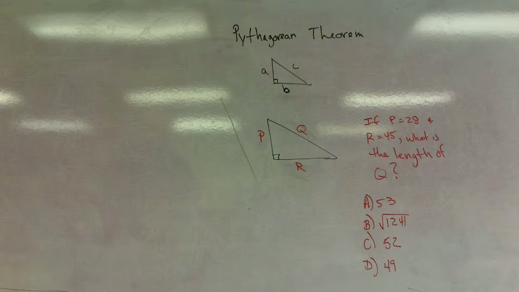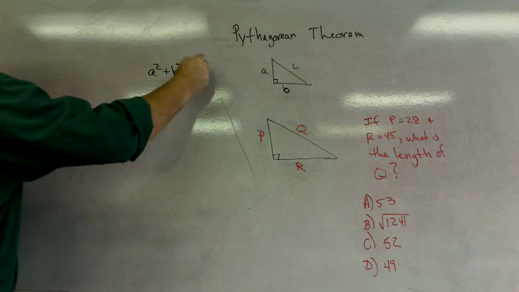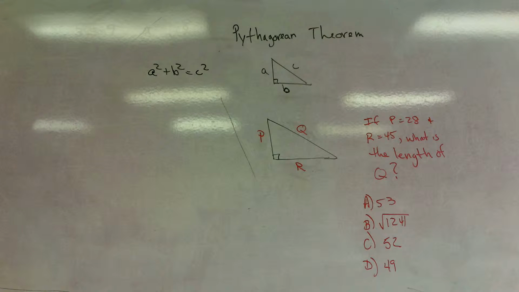This is example 2 for the Pythagorean theorem. The Pythagorean theorem states that a squared plus b squared equals c squared. And now we're given our problem, our stem of our problem, in a little different format.